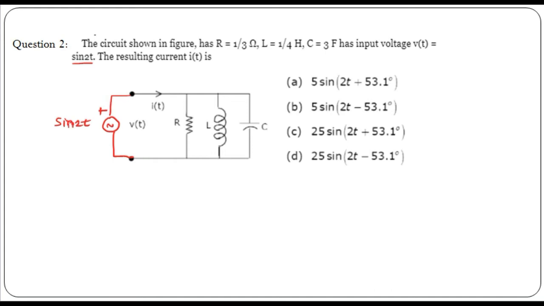Okay, so let us first find the value of the inductive reactance and capacitive reactance, because in an AC circuit, the inductor is represented by J into XL and the capacitor is represented by minus of J into XC. That is why we will first find the value of the inductive reactance, that is X of L, which is equal to omega into L.